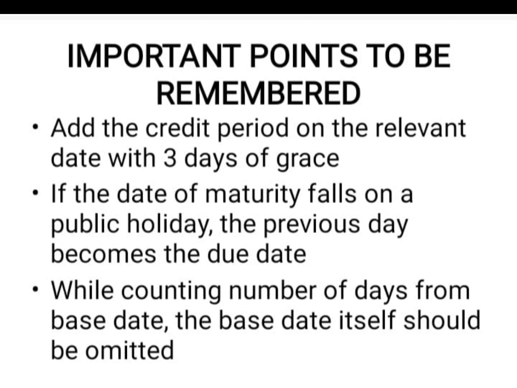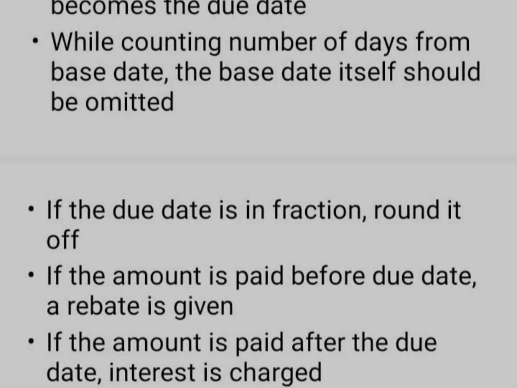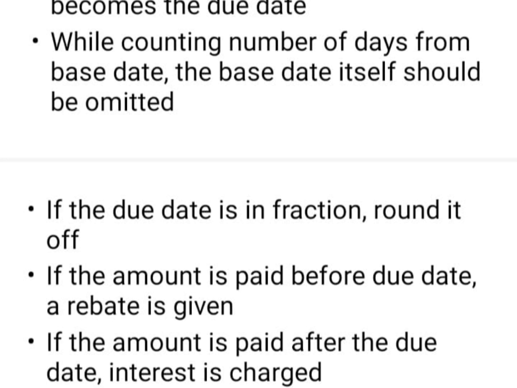Important points to be remembered while working on average due dates, or guidelines. The particular date fixed in calculation of average due date should be added with 3 days of grace. If the date of maturity falls on a public holiday, then the previous day becomes the due date. While counting the number of days, the base date itself should be omitted. If the due date is in fraction, then the date is rounded off. If the amount is paid before the due date, a rebate is given to the customer. If the amount is paid after the due date, interest is charged.